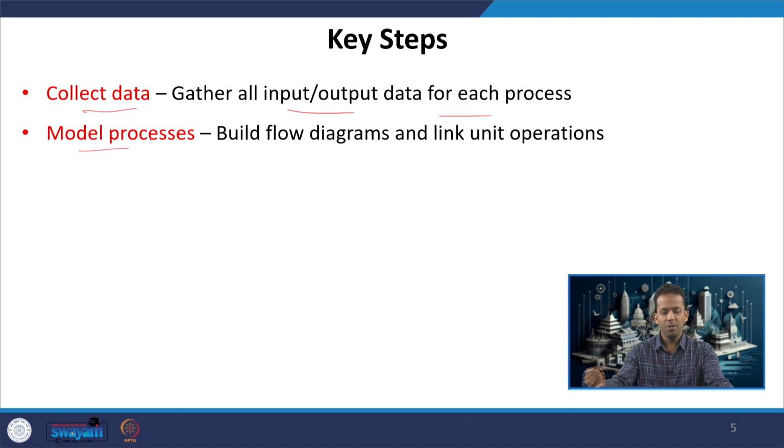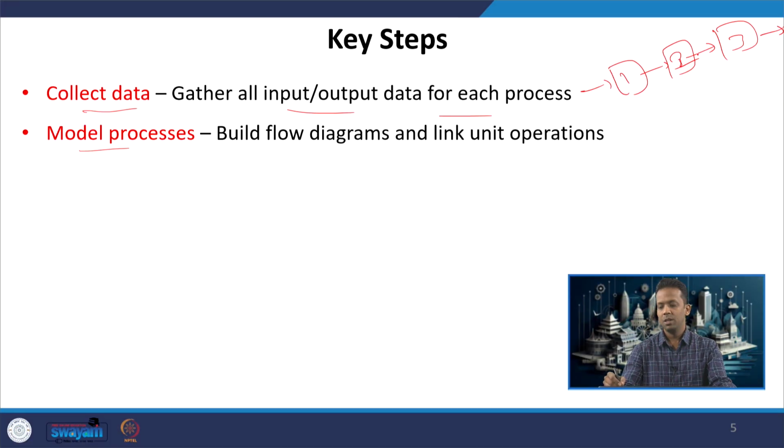Model those processes. You can build the process flow diagrams and link unit operations sequentially. So, if we have 10 unit operations one after other, the output of one can become the input of the other block. The output of the second block will be the input for the third block, and then there may be some additional inputs and outputs coming out of each block.